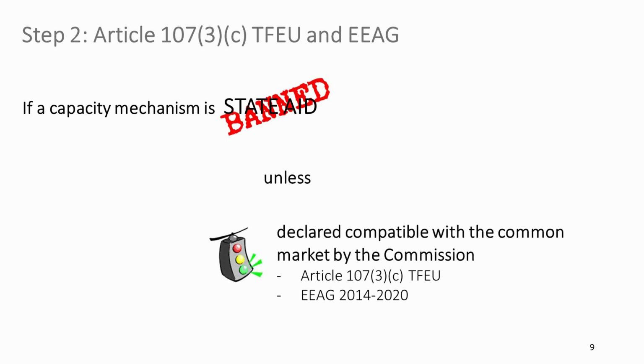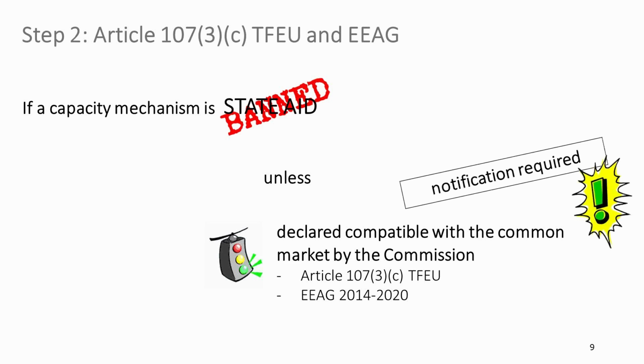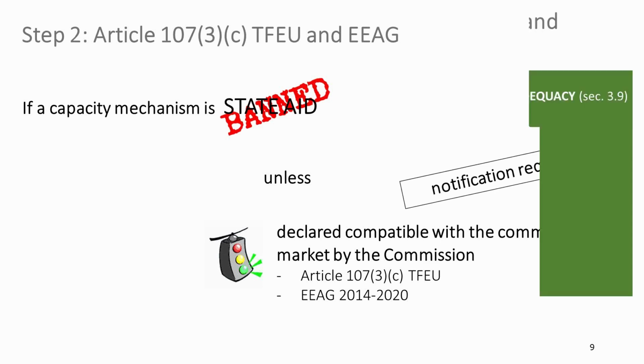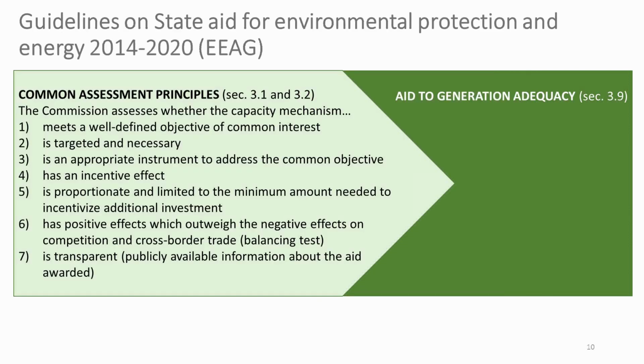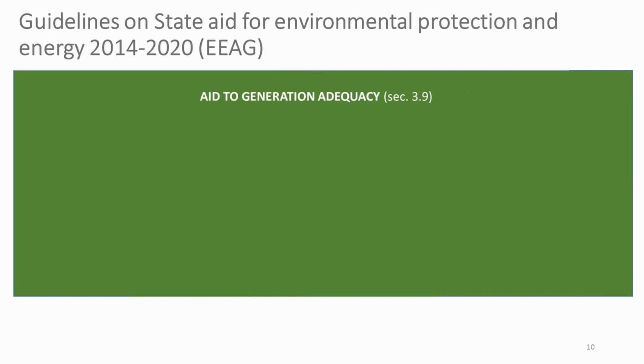So the state has to file a notification, and the Commission checks whether the given mechanism is compatible with the common market using the criteria which are set out in the new energy guidelines. What are these criteria? The guidelines contain general assessment principles, which are further adjusted to capacity mechanisms in a separate section, which deals specifically with aid to generation adequacy. All these criteria are in the guidelines. So let's maybe keep it short here.